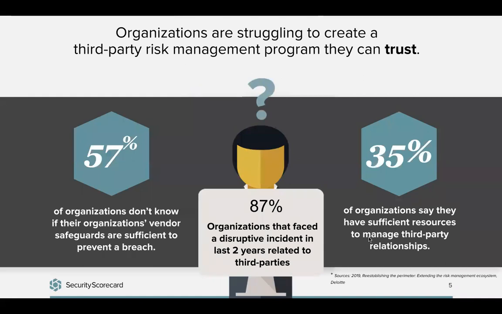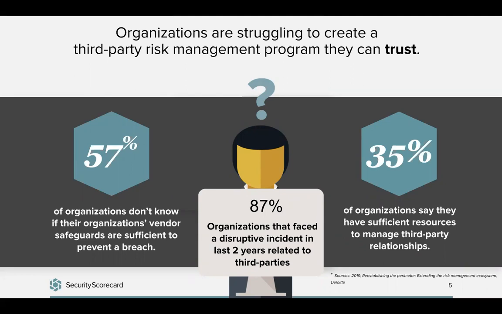What we hear over and over in the market space is that organizations are struggling to create a third-party risk program that they can trust. In fact, most organizations don't really have good inventories or a good understanding of who the vendors are that they work with, let alone know if they have sufficient safeguards in place to stop an attack or prevent a breach. Some of the statistics you can see there.